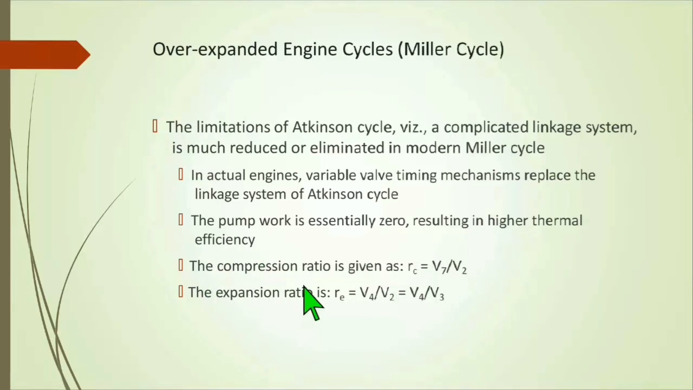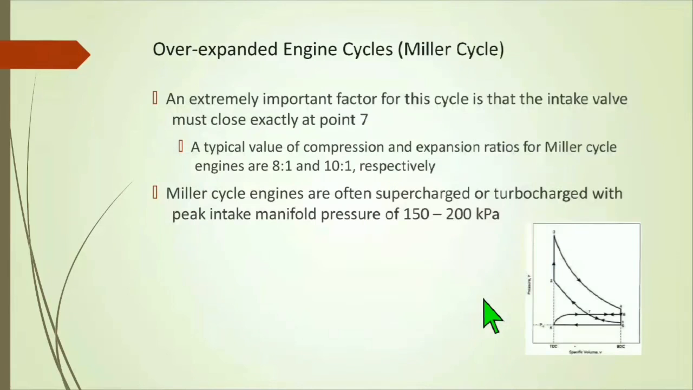The compression ratio is given as RC equal to V7 by V2, and the expansion ratio is RE equal to V4 by V2 or V4 by V3. An extremely important factor for this cycle is that the intake valve must close exactly at 0.7. Typical values of compression and expansion ratios for Miller cycle engines are 8:1 and 10:1 respectively. Miller cycle engines are often supercharged or turbocharged with peak intake manifold pressure of 150 to 200 kPa.